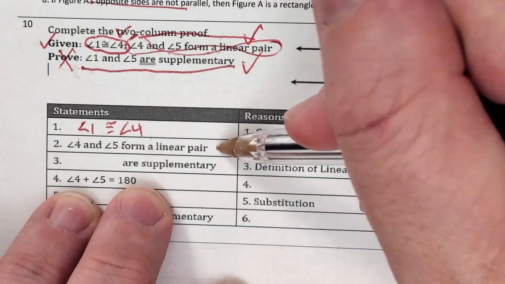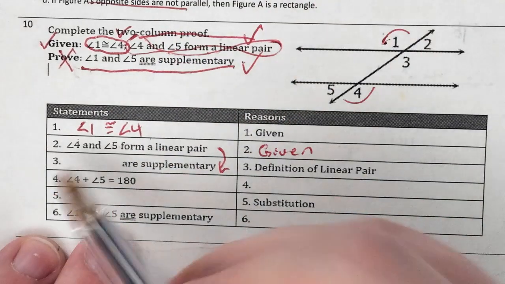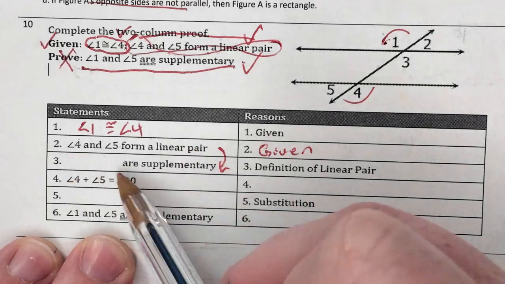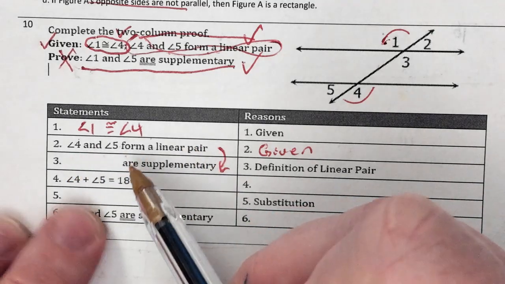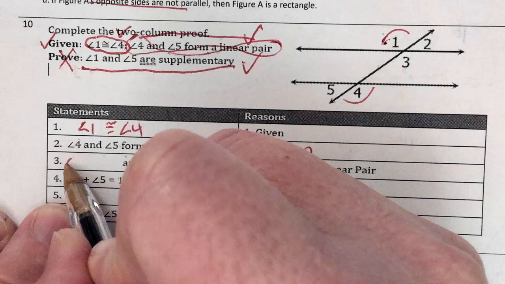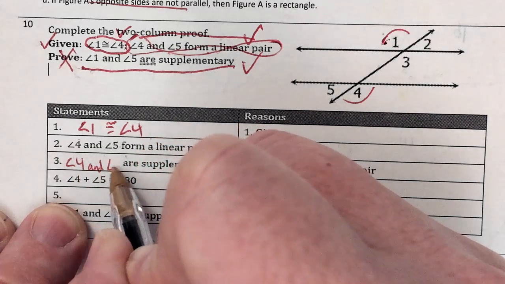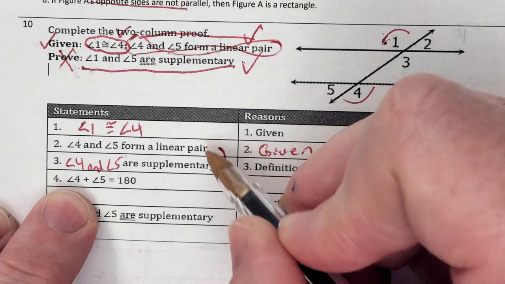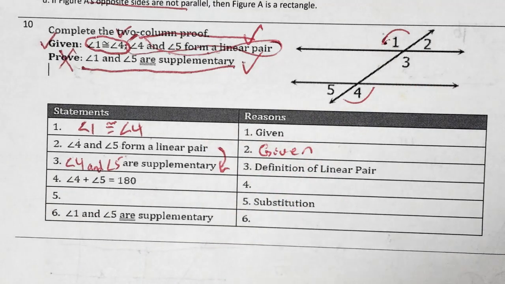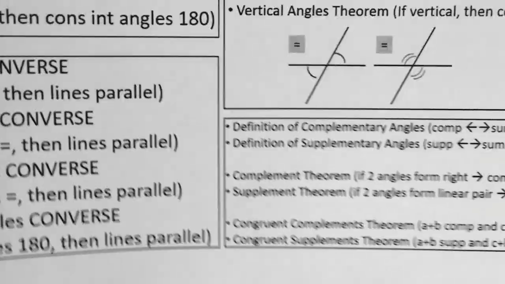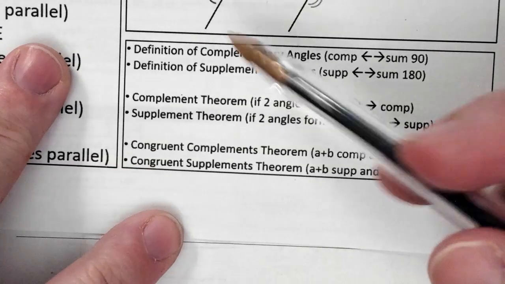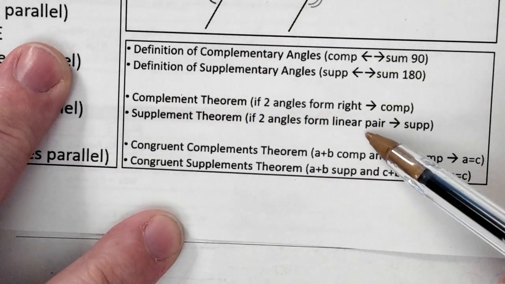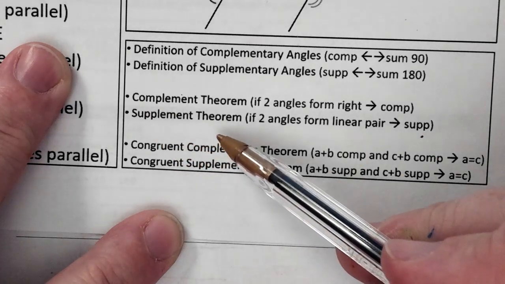Now, how did I get from here to here? Well, 4 and 5 are a linear pair, and right after that it says something is supplementary. We were just talking about 4 and 5, so we're still talking about 4 and 5. So 4 and 5 are supplementary. Now, how do we get from the words linear pair to supplementary? If you look at your reasons here, linear pair to supplementary, that is: if two angles form a linear pair, then they're supplementary. That is the supplement theorem.